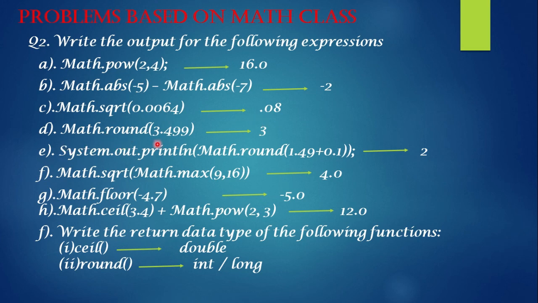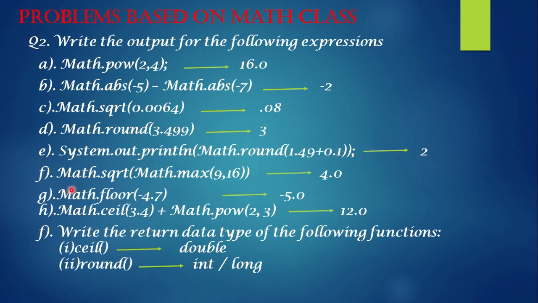Now math dot round 3.499, round we are doing. Okay, then 3.499, it's very close to 3.5, but still it will round off to 3. System dot out dot println. Next question, math dot round 1.49 plus 0.1. So please add these two values. 1.49 plus 0.1 means 1.50. 1.5 will be rounded off to the next integer, that is 2.